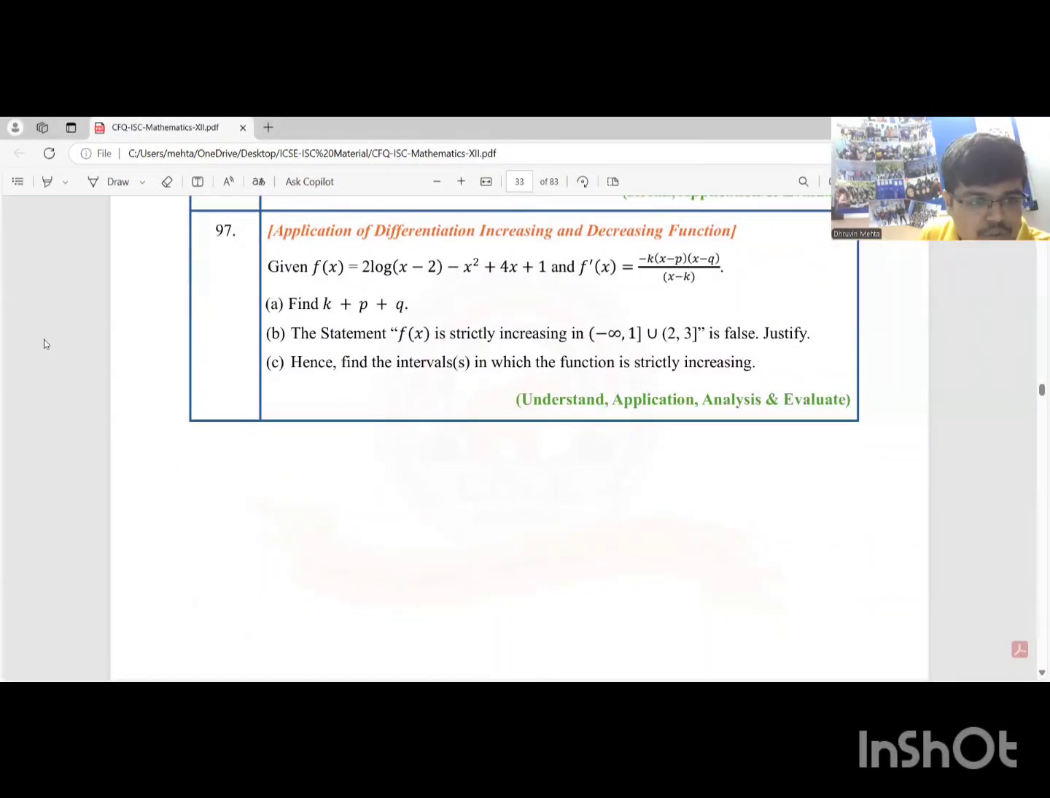In question 97, students, it's actually a basic sum of increasing, decreasing. The only thing is you have to manage this derivative and the simplification of the derivative, which will not be very difficult. So let us begin. We'll take the derivative first. They have given the derivative.